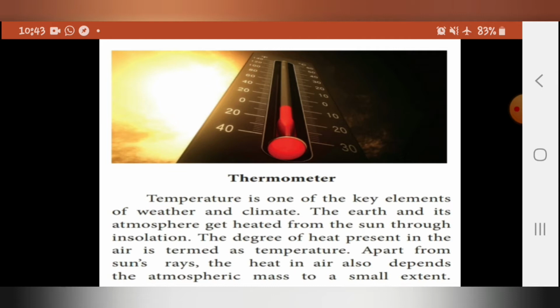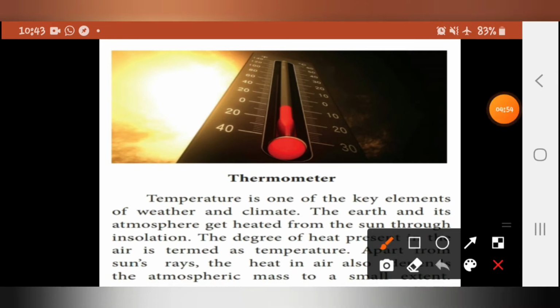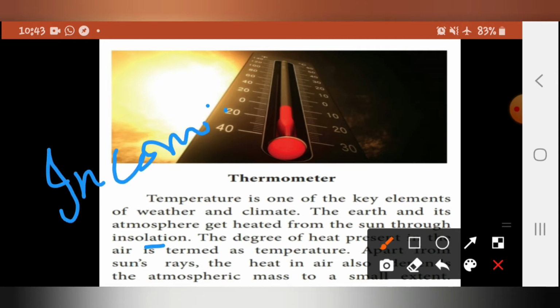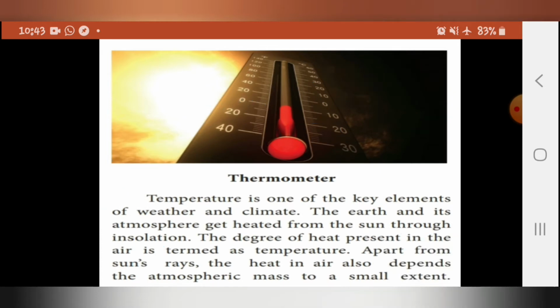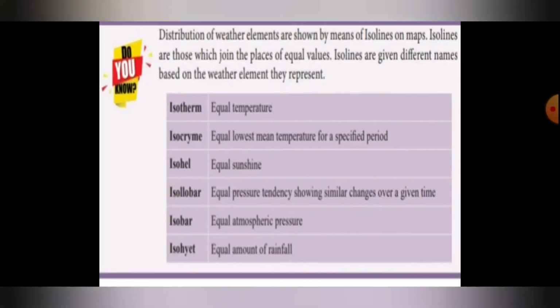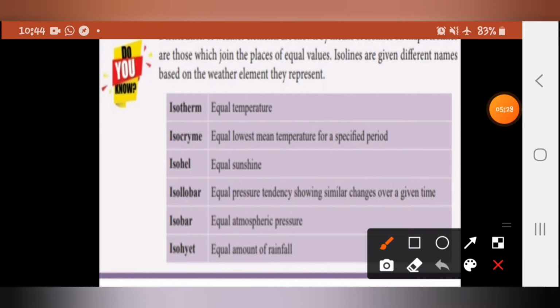The earth and its atmosphere get heated from the sun through insolation. So the earth and our atmosphere are heated through the sun's heat only. What is insolation? Insolation is nothing but incoming solar radiation. That's called insolation. Apart from the sun's rays, the heated air also depends on the atmospheric mass to a small extent. Next, coming to do you know? You have this in short answer.